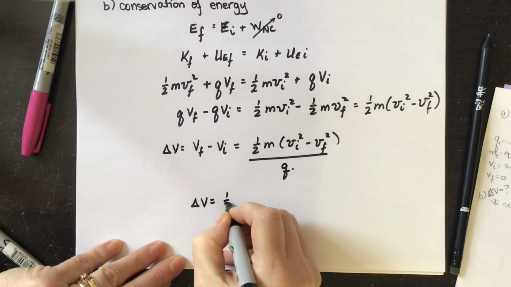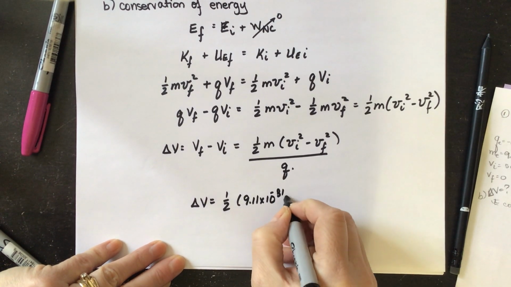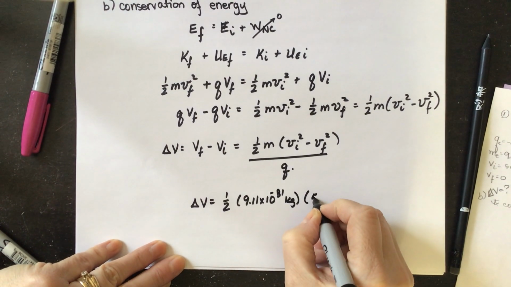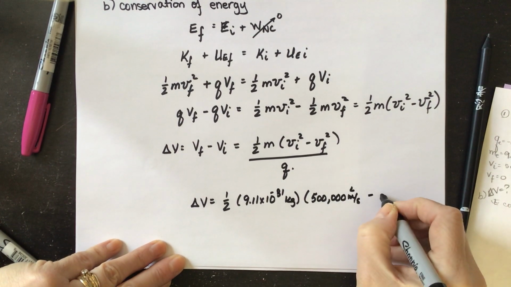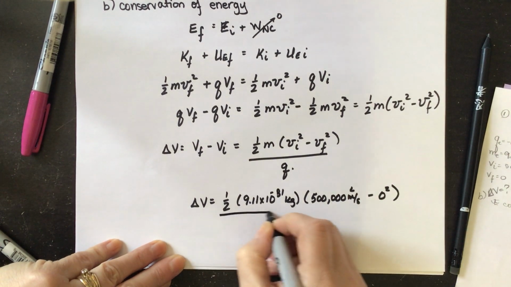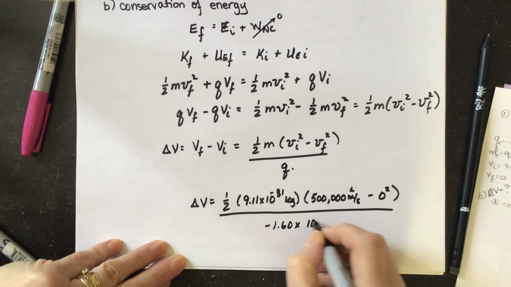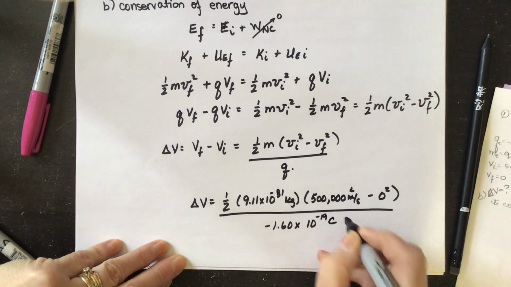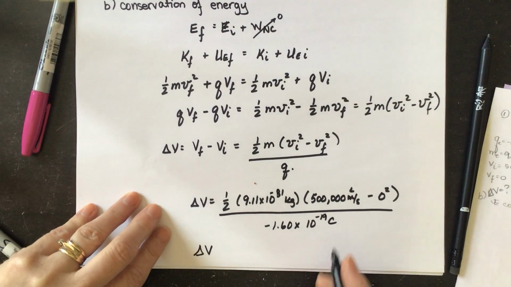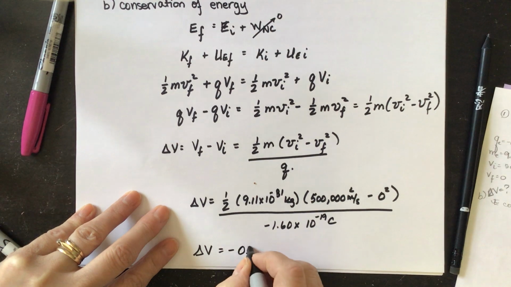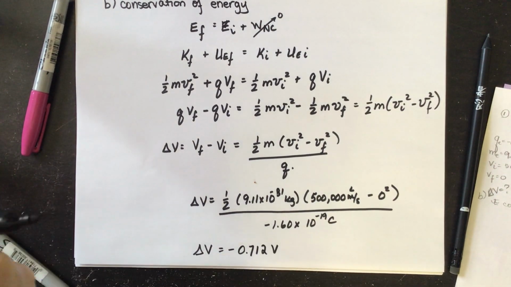So delta V then is 1/2 the mass of the electron times our initial velocity squared minus our final velocity squared, divided by the charge on the electron. Be careful with your signs here. You don't want to drop negatives because you won't get the right answer if you drop a negative. That gives us that our delta V is equal to negative 0.712 volts. Okay, so that's a negative for our potential difference.